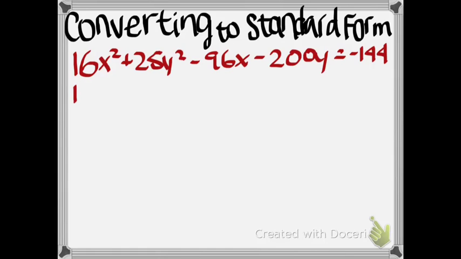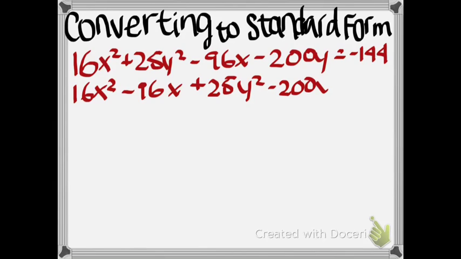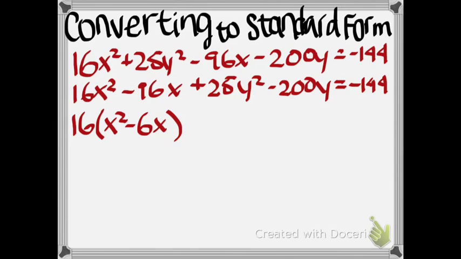So we can group the x's together first. So it's 16x squared minus 96x, and then have the y's together, so 25y squared minus 200y, still equal to negative 144. So from the x's, we can factor out 16. So it would turn out to be 16 times the quantity x squared minus 6x, because 16 times 6 is 96. Then we can factor out 25 from the y. So it would be 25 times the quantity y squared minus 8y equals negative 144.